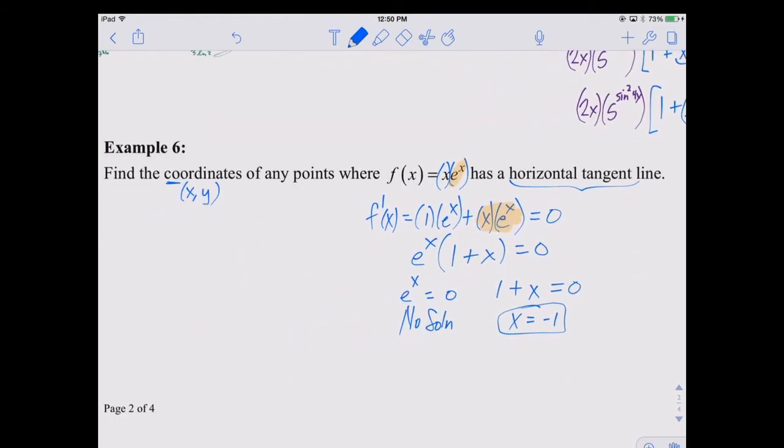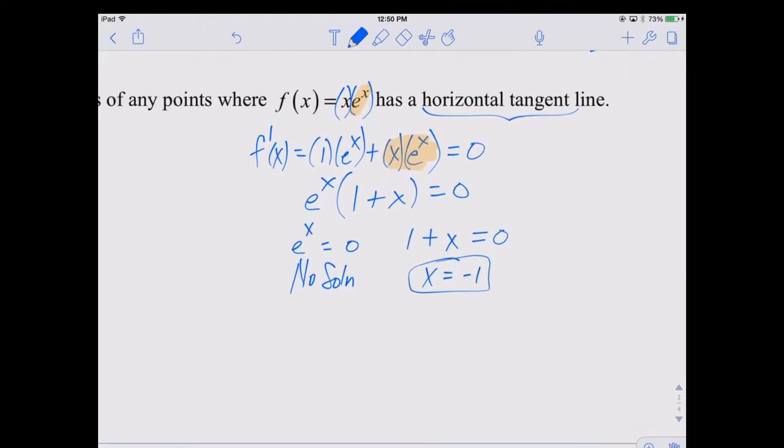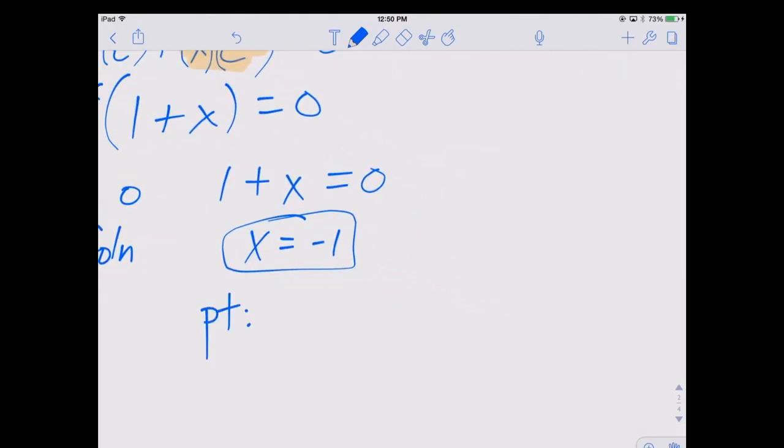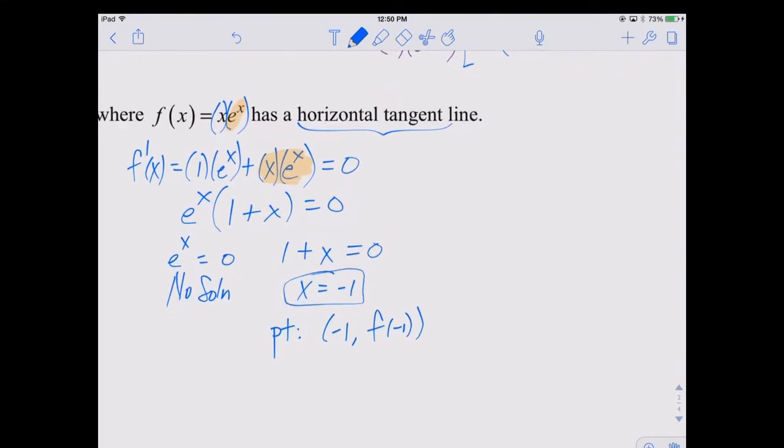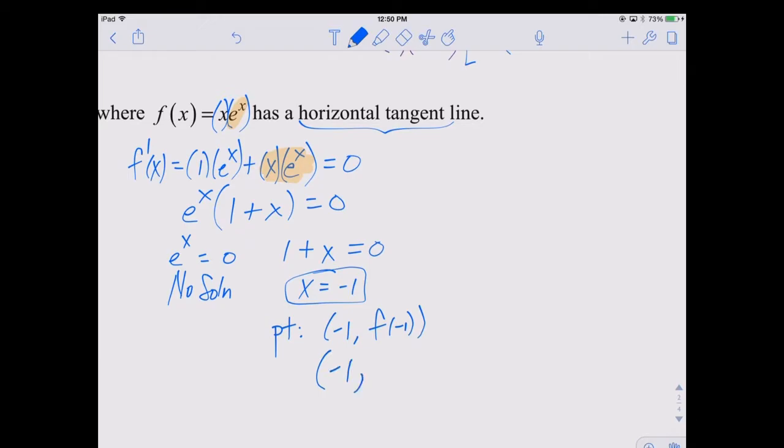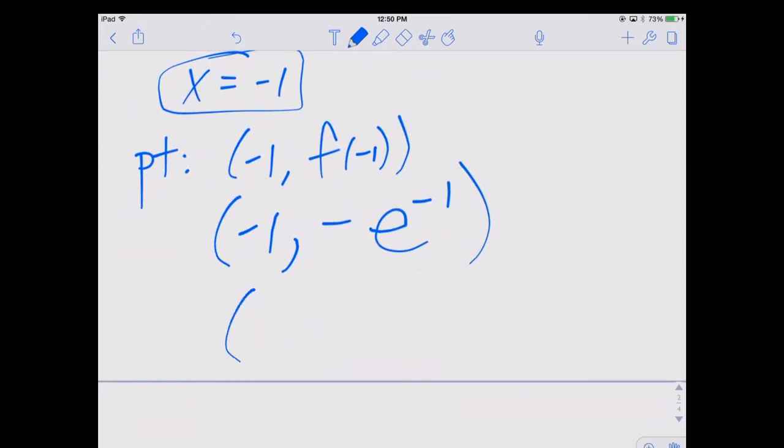Now that I've found negative 1, I need to find its coordinate. So the ordered pair of the point is going to be negative 1 comma f of negative 1. And all I have to do is plug that back into the y value machine, which will be negative e to the negative first. Now, is negative e to the negative first the same thing as positive e? No. Is it the same as e? Yes, it is. So either one of those would work.